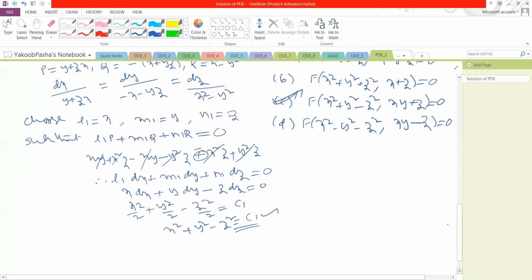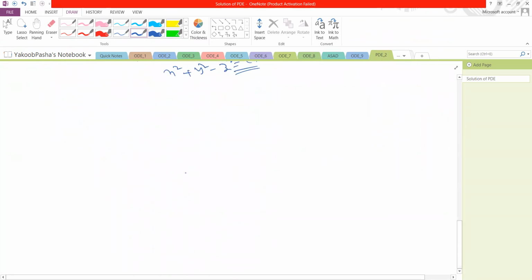Now we can see the second option కూడా చెక్ చేద్దాం. Next we have to choose L2 and M2 N2 such that same condition L2 into P plus M2 into Q plus N2 into R is equal to 0. ఇలా మనం చూస్ చేసుకోవాలి. సేమ్ కండిషన్, సేమ్ వాల్యూస్ తీసుకోకూడదు. ఇంతకుముందు తీసుకున్నట్టు L1 M1 N1 కాకుండా డిఫరెంట్ వాల్యూస్ తీసుకోవాలి. సో here y I am taking.